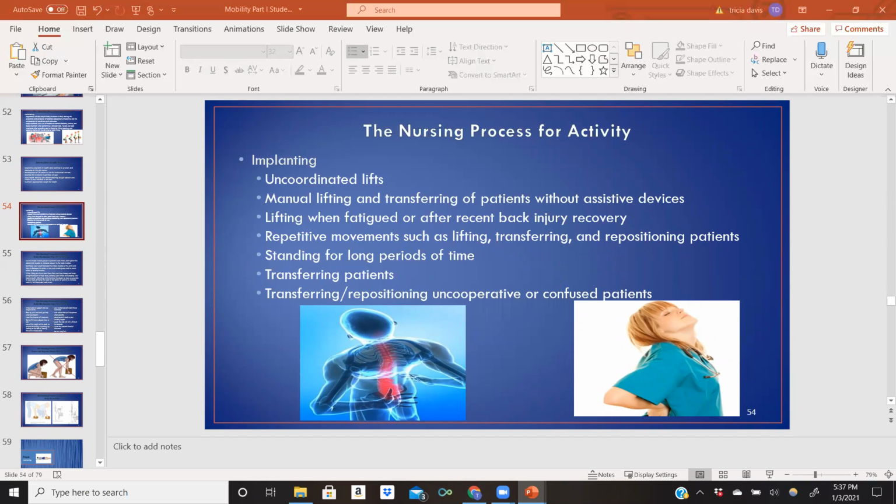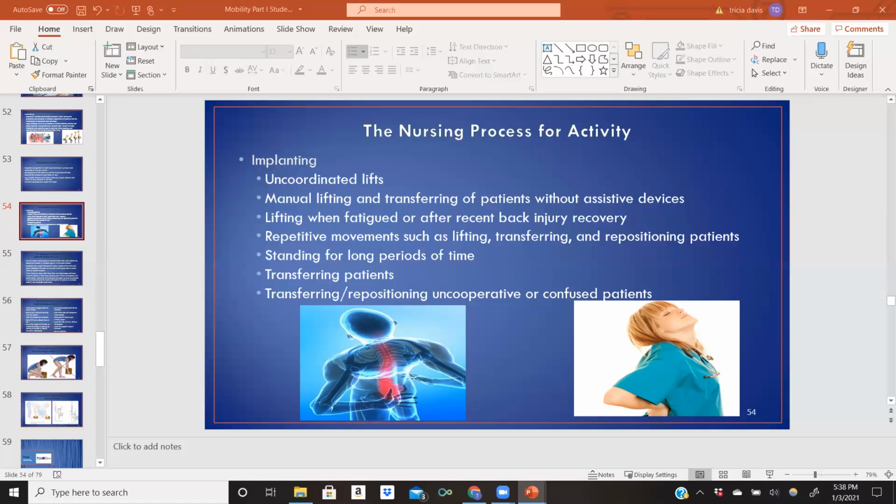So some of the things that can cause nurses to have injuries are uncoordinated lifts. If you're lifting your patient up in bed by pulling on their lift sheet and you move at one time, but the patient who's helping you moves later, it causes you strain. Manual lifting and transferring patients without assistive devices. If you don't have a lift in the room or a Hoyer lift and you're doing it by hand. Lifting when you're tired or after a recent back injury recovery. Maybe you hurt your back a couple weeks ago and you do it again, you're at risk for re-injuring yourself pretty quickly. Any repetitive movement such as lifting, transferring, and repositioning patients.